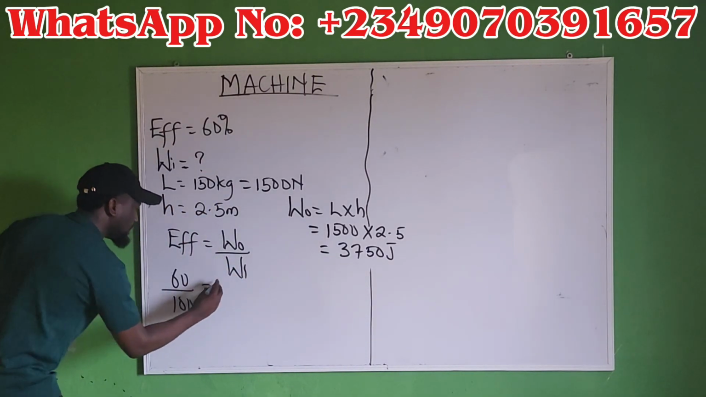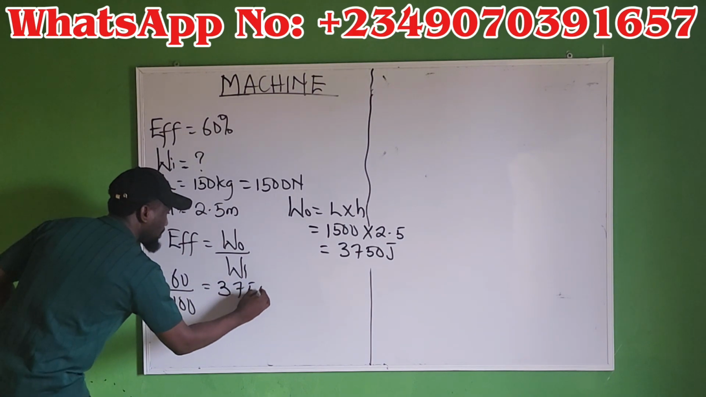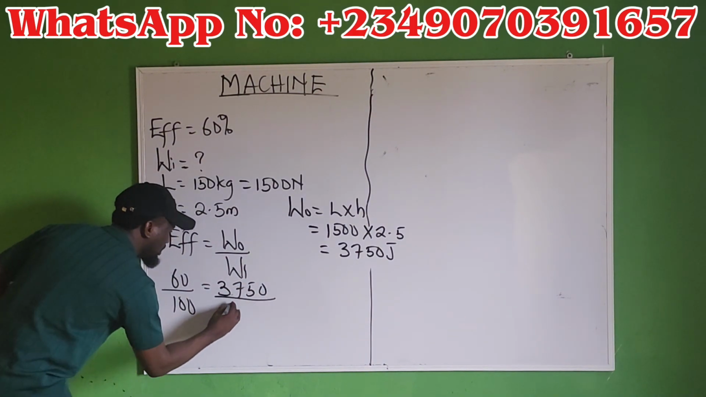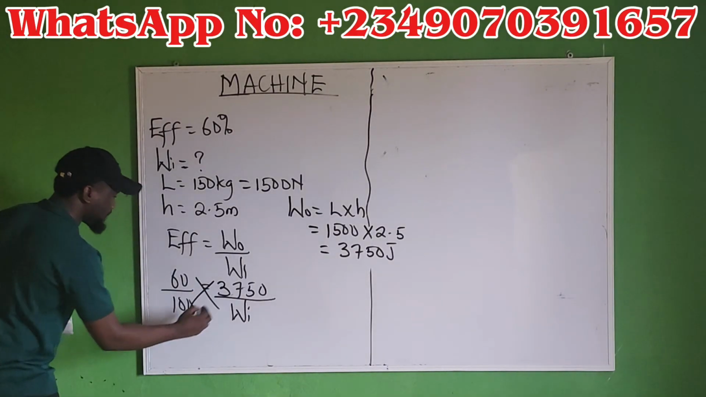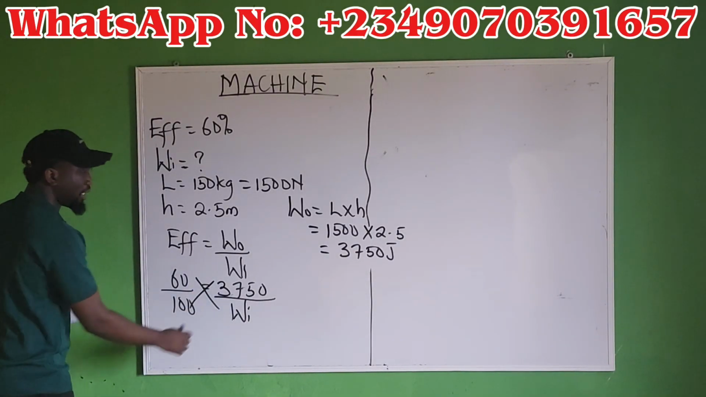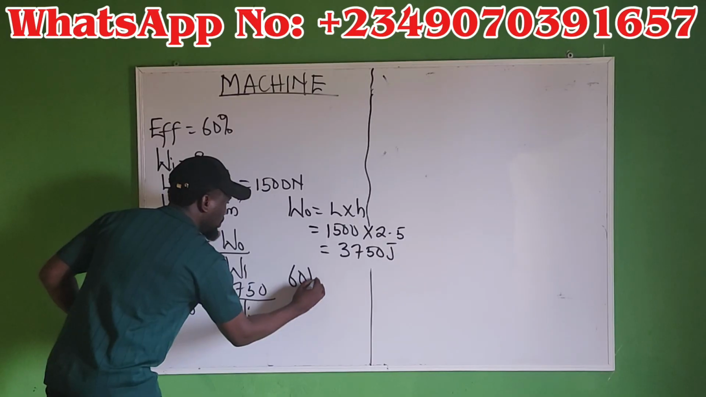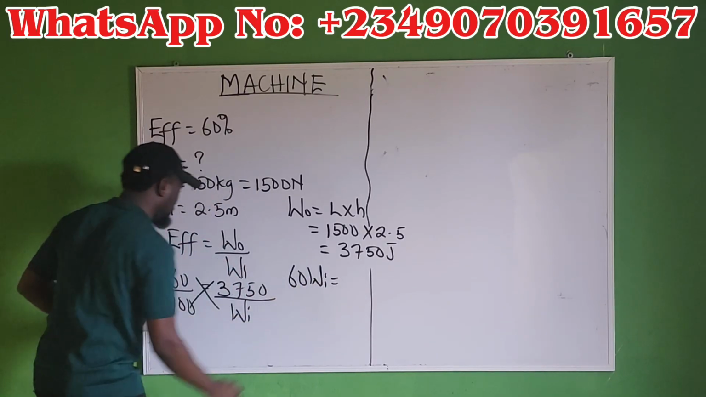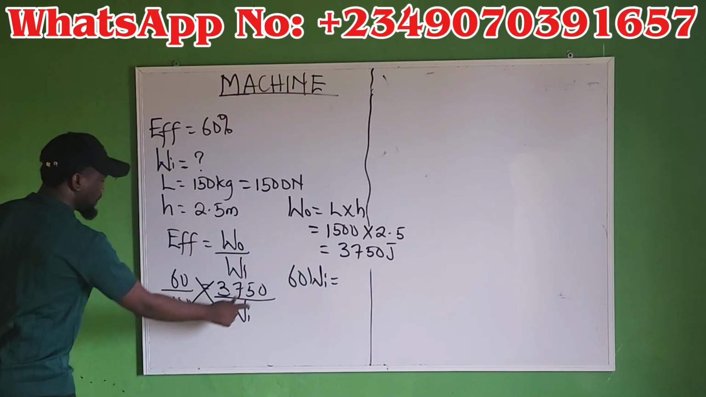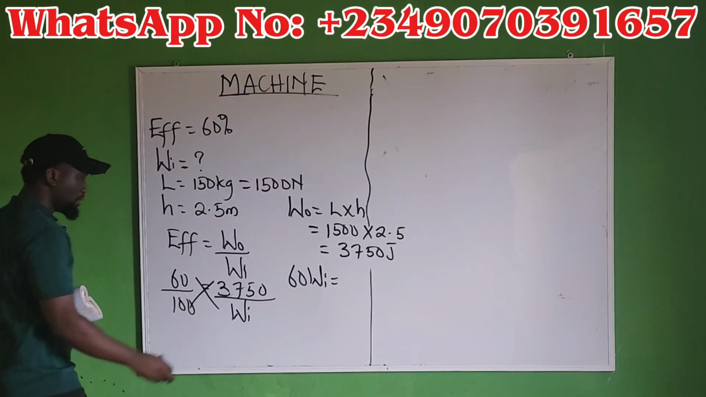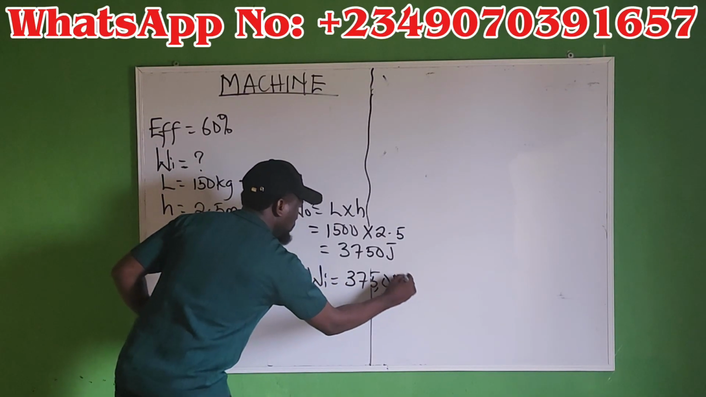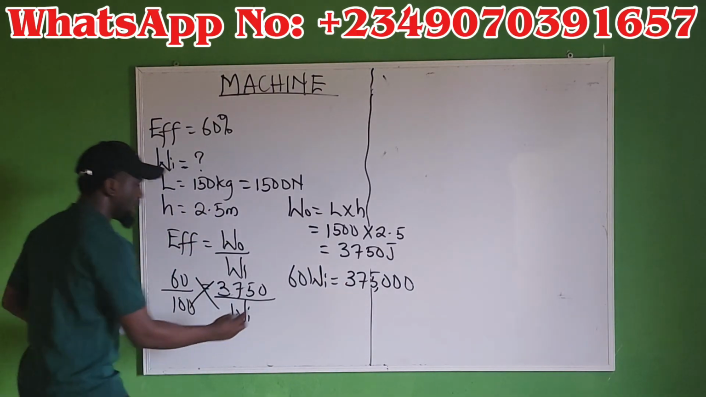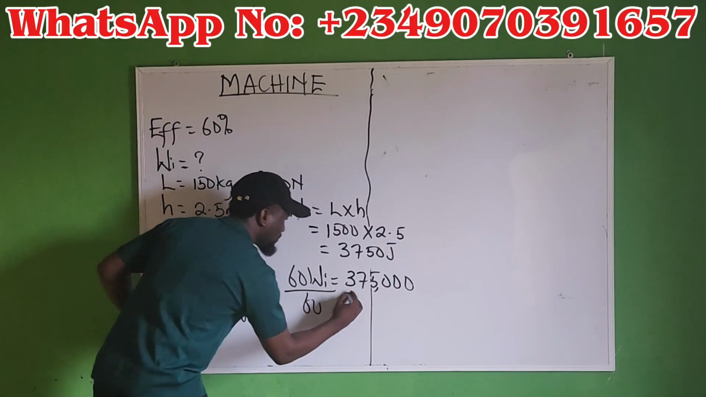So let's have it here: 3,750 divided by the work input. So do well to cross multiply. 60 multiplied by WI is 60 WI, which is equal to 3,750 times 100. That will give us 375,000. Right? So divide both sides by 60.